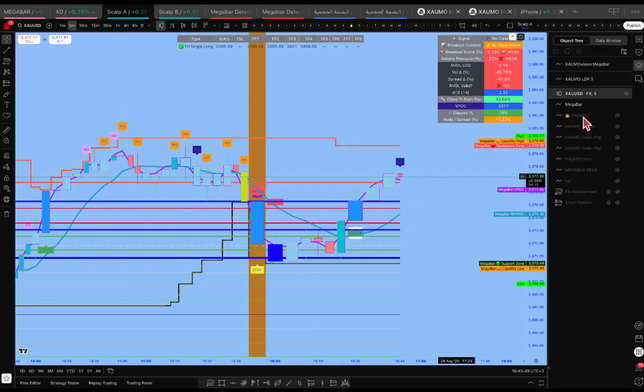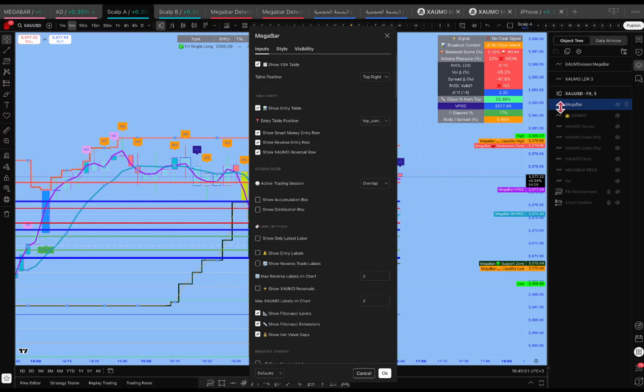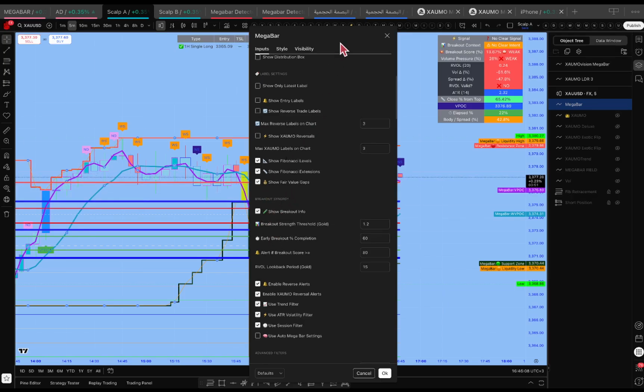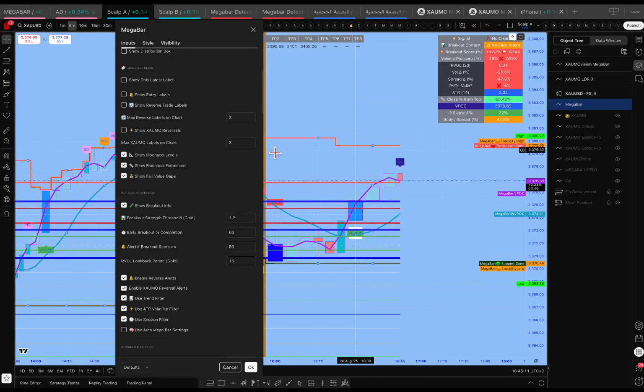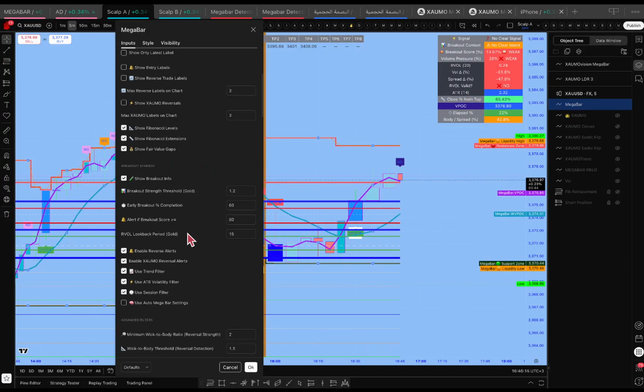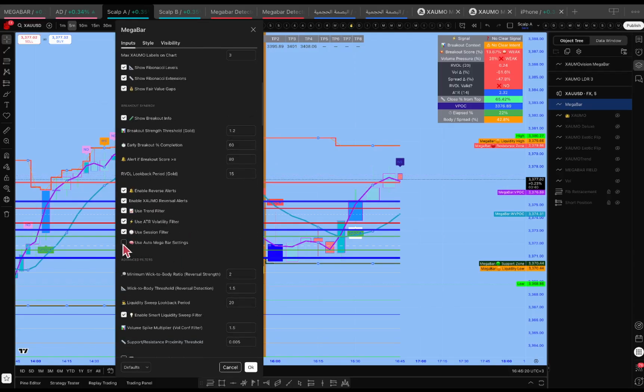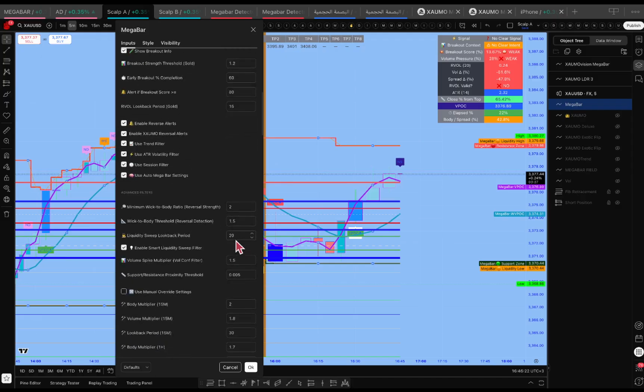For shorting, you can change the setting. You ask, how can I change the setting? Here are the settings. The setting is preset for regular. So it shows those levels, which are the Fibonacci levels, and the Fibonacci extensions are below. You can check the fair value gaps, check show breakout info. So if you don't want this big table here, you will see the breakout info, and you have the breakout strength alert, enable reverse alerts, use auto megabar setting. This is the auto megabar setting that I'm using.